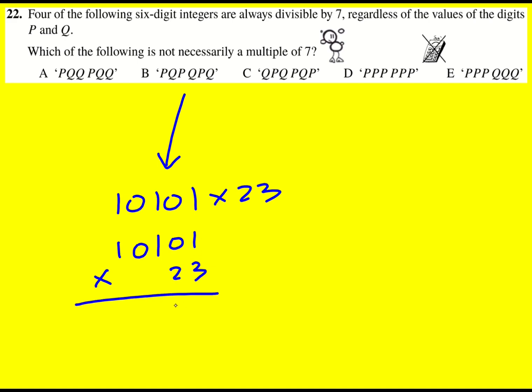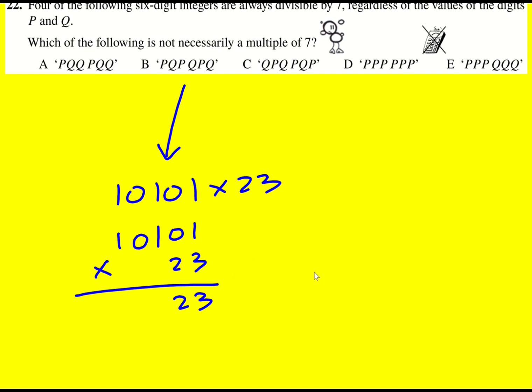I'll do 23 times 1, and then I'll do 23 times 0. Then I'll do 23 times 1 again, but I've added two zeros because it's actually 23 times 100. And you can see it being generated now. Then the last one will be 23 times 10,000, essentially, and I'll have four zeros. So I'm going to get 232323.